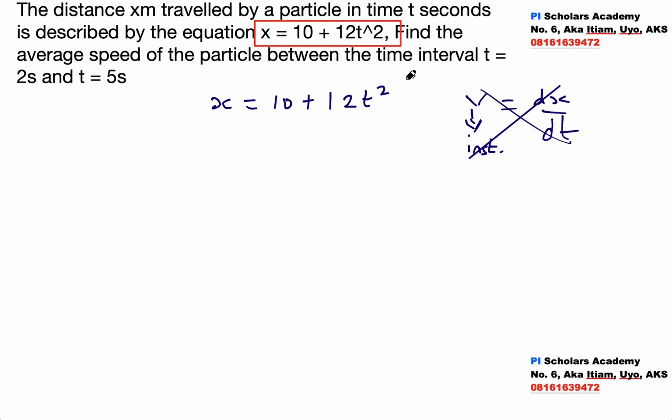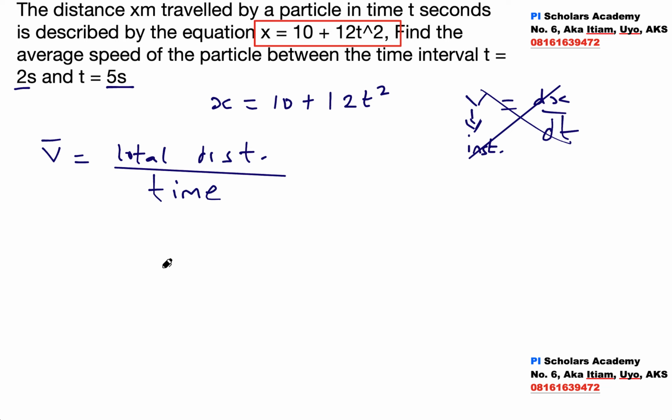So what you need to do is use this idea. You need to find the distance covered for a total time of 2 seconds. You need to find the total distance covered for a total time of 5 seconds. When you can find these distances, you use the formula that average speed is total distance over time taken.